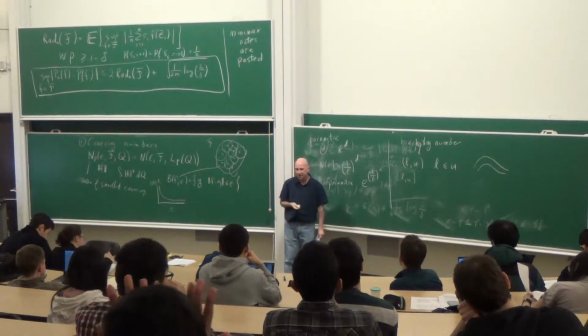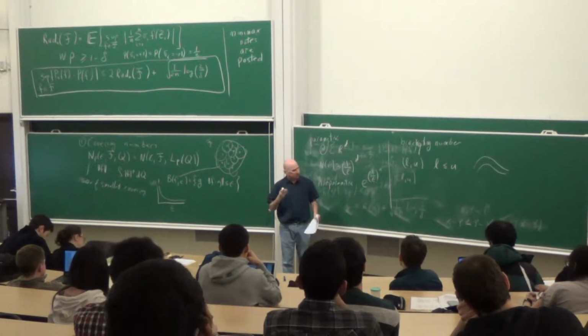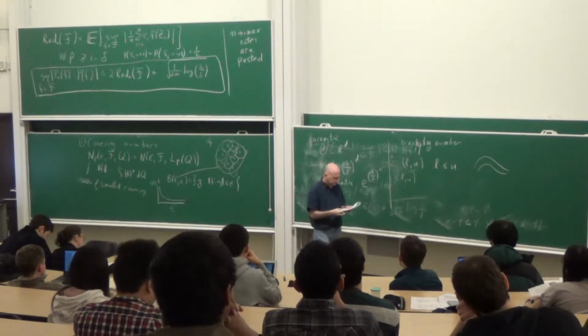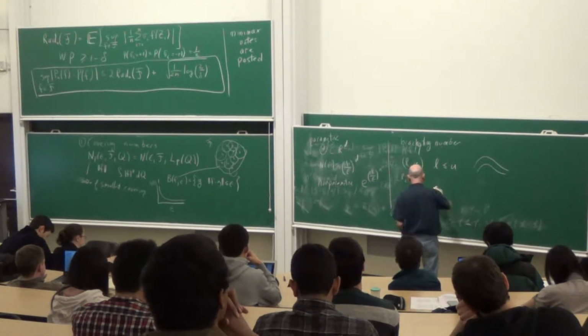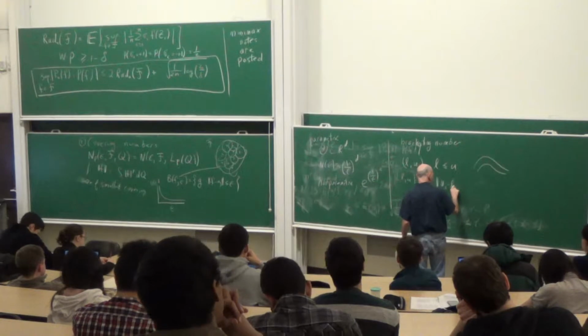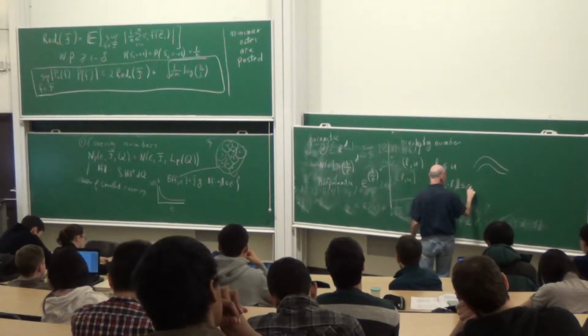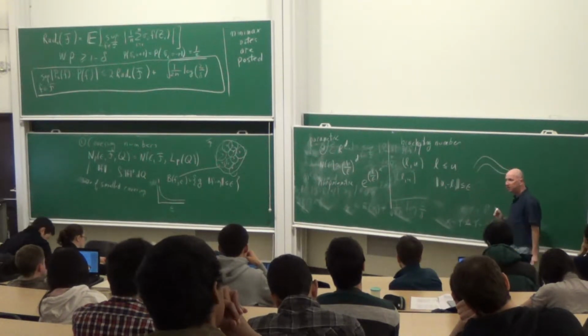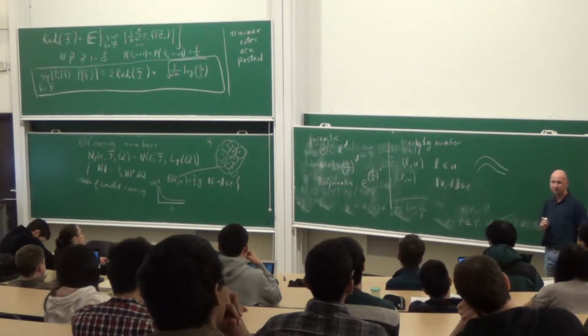And now you can ask the same question. Suppose I want the norm, let's say uj minus lj, to be less than or equal to epsilon. What is the smallest number of brackets that cover the space?